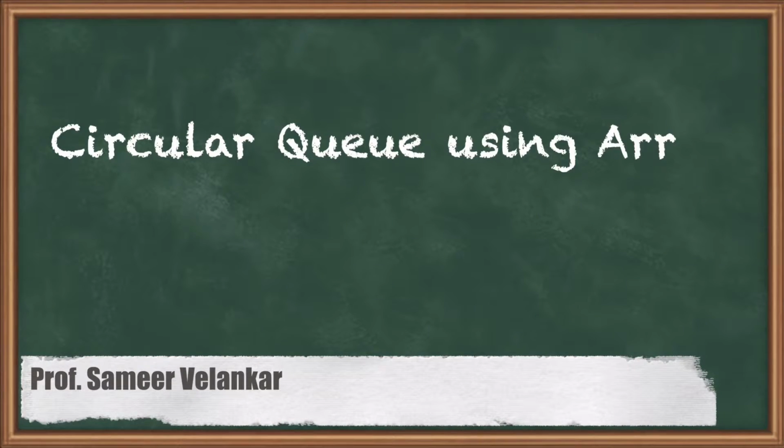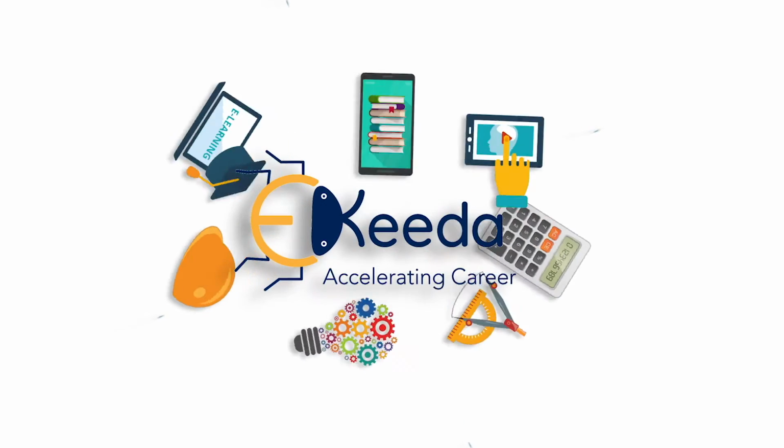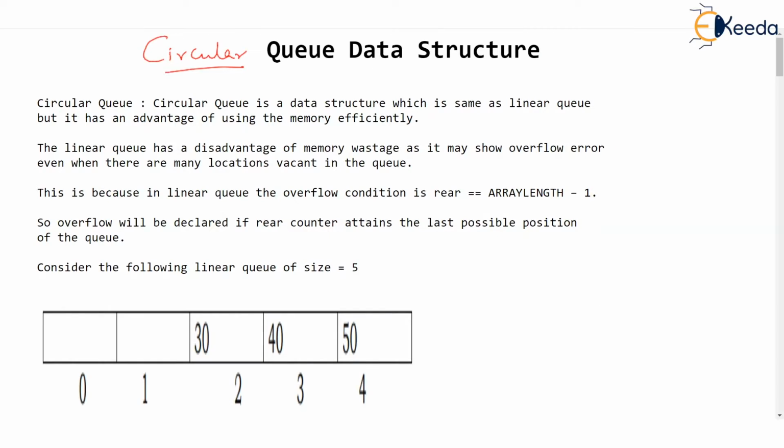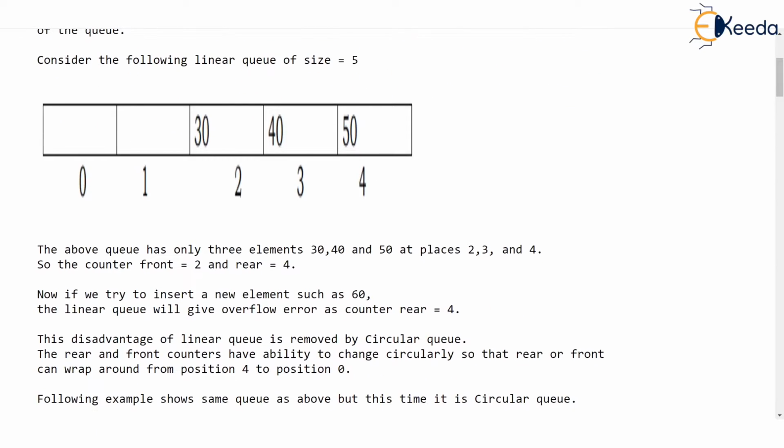Hello dear students, let's resume our discussion on circular queue using arrays. In the previous video, which was the first video on the circular queue, we saw the difference between linear queue and circular queue by seeing one disadvantage of linear queue. If this is a linear queue and we want to insert 60 in this queue, then overflow will be announced because rear has already attained 4 and front is at 2.